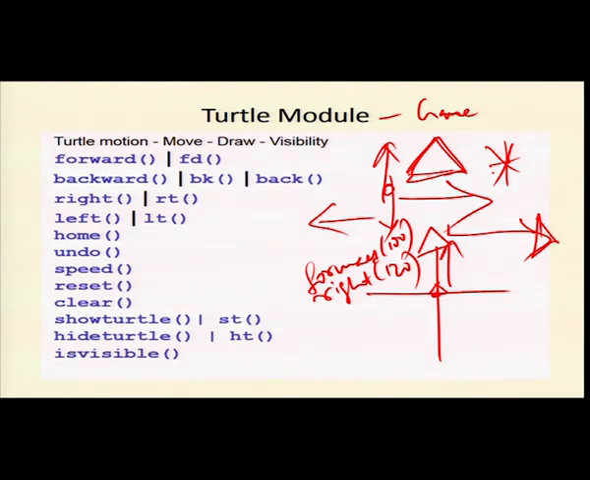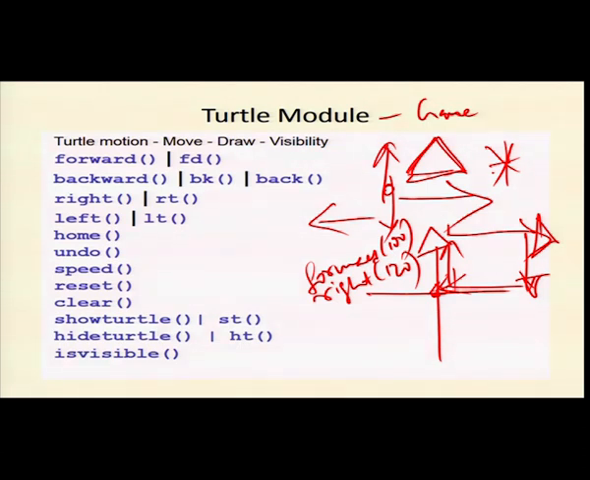If I again give forward of 100, then the turtle will be like this. If I give left of 120, then the turtle will be like this. Now, what is the diagram that you have got? You have got the diagram of a rectangle. So, this is how you play. If you give forward of 100, right of 100, right of 100 again, left of 100, then you get a square. So, these are certain turtle module motions.